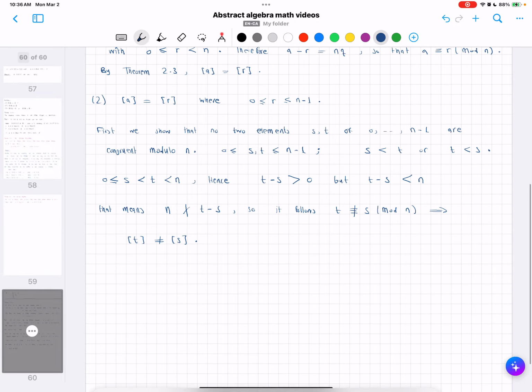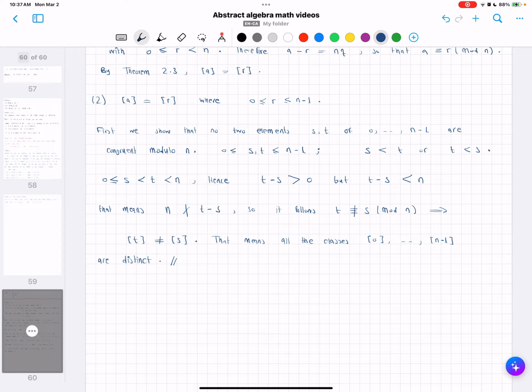And so that means all the classes from 0 to n minus 1 are distinct. And we are done.